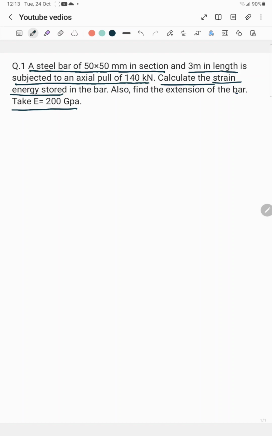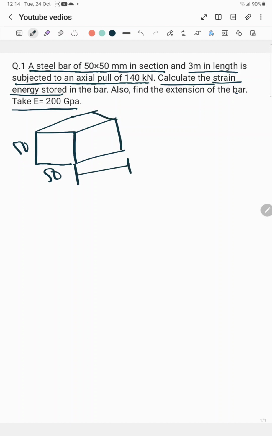Here in the question it says that a steel bar of 50 by 50, that means the steel bar is in the form of a rectangle. The dimension of this bar is 50 by 50 and the length of the bar is 3 meter. It is subjected to an axial load of 140 kilonewton. So we have to find the strain energy.